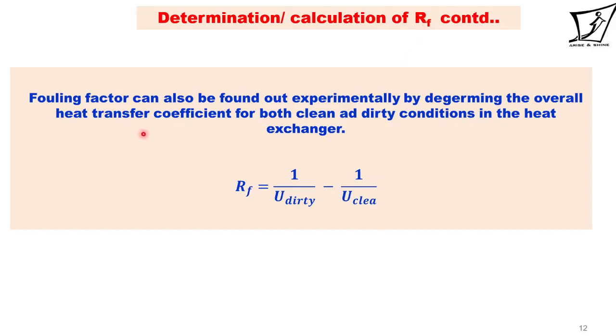Now, fouling factor can also be determined experimentally by determining the overall heat transfer coefficient for both clean and dirty conditions in the heat exchanger. So first we can calculate overall heat transfer coefficient for clean heat exchanger, then finding out its overall heat transfer coefficient after fouling. So RF will be equal to 1 over U dirty minus 1 over U clean. So this is another way, but this is quite difficult.